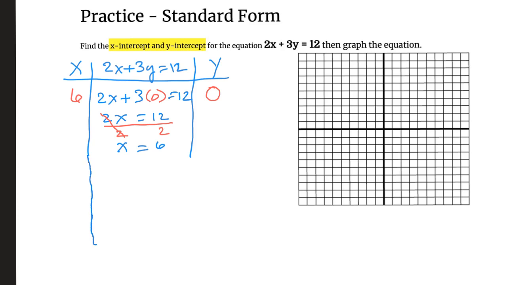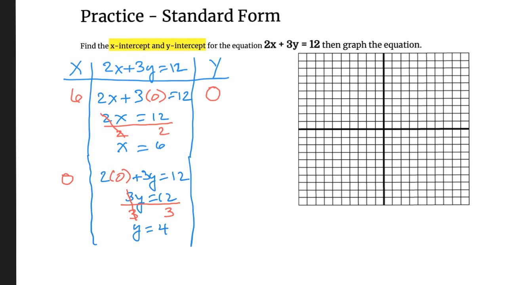Let me just extend these lines down here. Okay, so now I'm going to plug in 0 for x. And let's see what happens. So this is 2 times 0, and then plus 3y equals 12. 2 times 0 is 0, so those go away. And I'm left with 3y equals 12. And then I'm going to divide the whole thing by 3. And the 3's reduce down. And I'm left with y over there, and 12 divided by 3 is 4. So in this case, when I plug in 0 for x, I get a y value of 4.